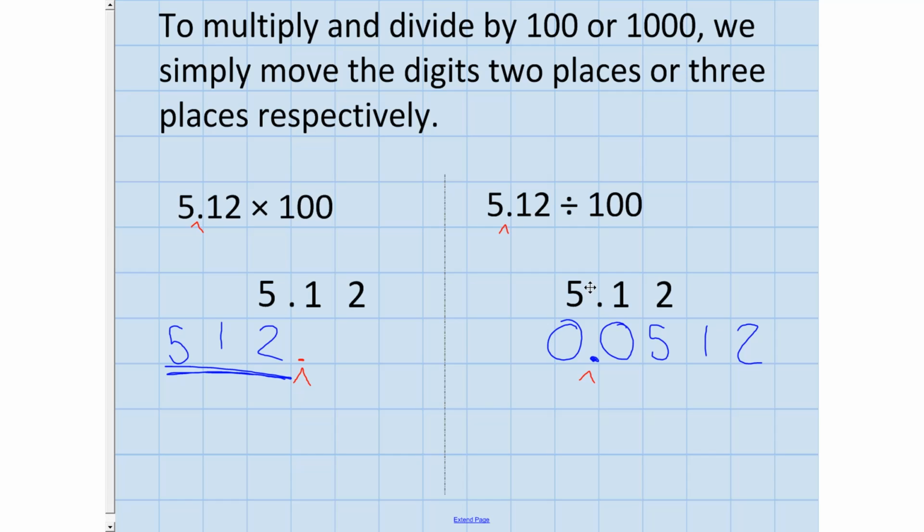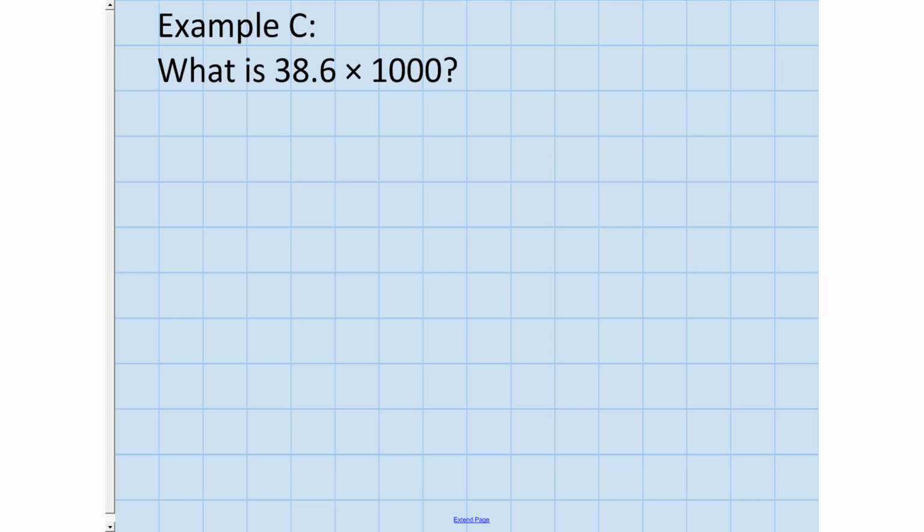Let's do 2 more questions. So, what is 38.6 times 1,000? Now, because it's 1,000, we need to move 3 places. A way of remembering how many places is how many zeros there are. So 10, 1 zero, move 1 place. 100, 2 zeros, move 2 places. 1,000, 3 zeros, so move 3 places. Times in, numbers getting bigger, so all the digits are moving 3 places to the left.